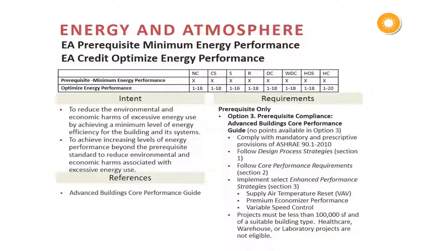The next set of criteria here are the core performance requirements, and this is where the energy efficiency measures are listed. And further, the project needs to implement several enhanced performance strategies, and these are section 3 of the document, including supply air temperature reset around their VAV systems, economizer performance requirements, and then variable speed controls. Now, much like that last option, this only applies to a subset of buildings, although it's a broader distinction here. Projects need to be less than 100,000 square feet, and then they can't be healthcare, warehouse, or laboratory.